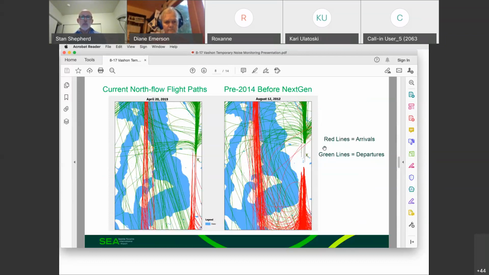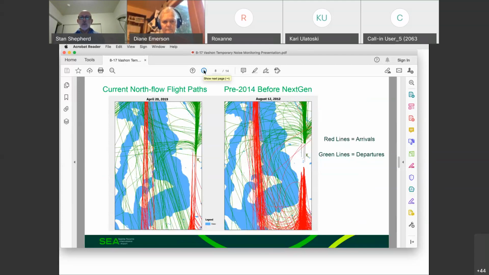Same thing with south flow. The right side is the area that is what we call pre-2014, before this next gen approach had occurred at the airport. So you can see not a whole lot of change between this north flow procedure and the pre-14 and the current flight paths. There is some condensing in that area. Still very much straight down the center of the island almost.